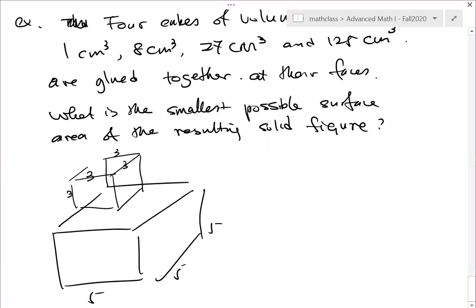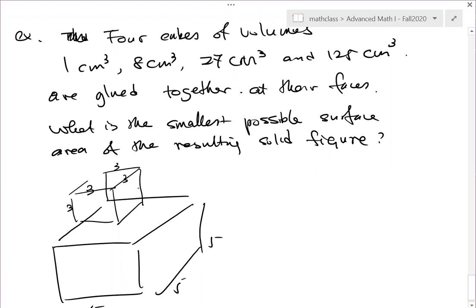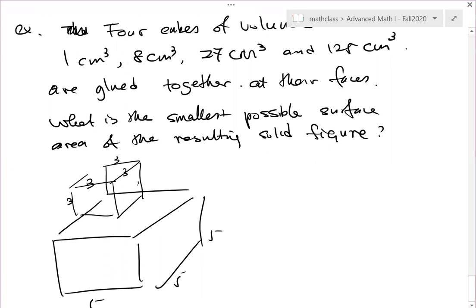Right. And how can I make it 8? 8 is even smaller. Yeah, it's not easy to draw 3D. Right? Then where should I put the unit cube? The best place to minimize the surface area, the best place you can put it is here. Right.